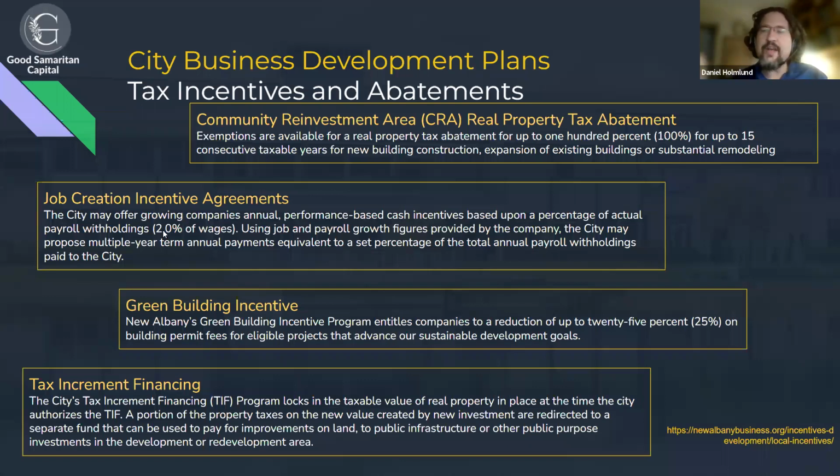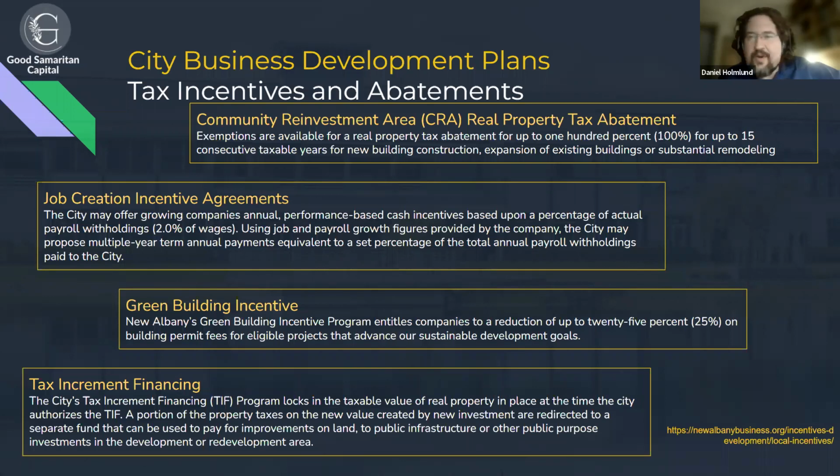All right, if you look on the city planning site, you'll find a number of New Albany tax incentives and programs for attracting businesses. And the number one thing that they had on their website when you clicked on local services was the community investment area real property tax abatement. And when I looked at this, I was not surprised that there were so many data centers in that area. It says exemptions are available for real property tax abatement of up to 100% of your tax for up to 15 consecutive years. That's a great incentive.